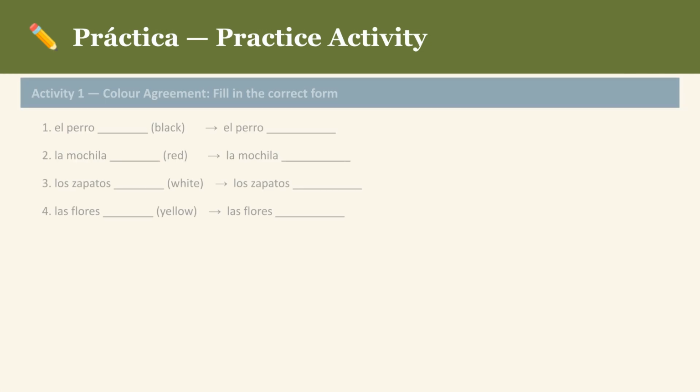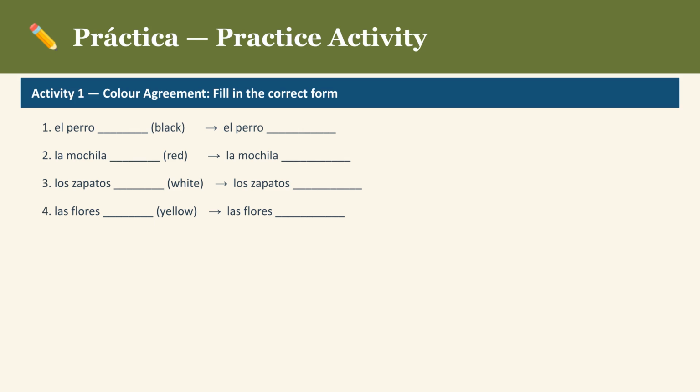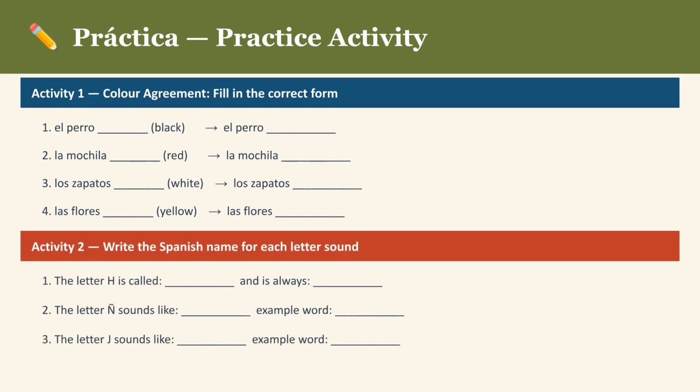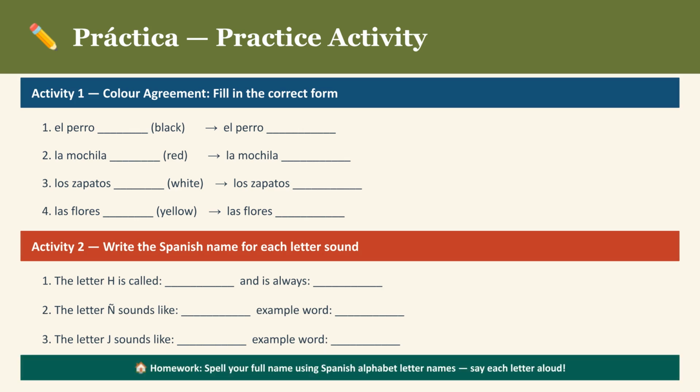Now for some practice. Activity 1 focuses on color agreement. You need to fill in the correct form of the color. Activity 2 reviews the Spanish names and sounds for the letters H, ñ, and J. Your homework is to practice spelling your full name using the Spanish alphabet letter names aloud.